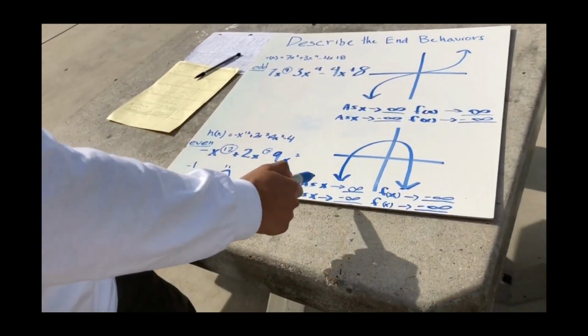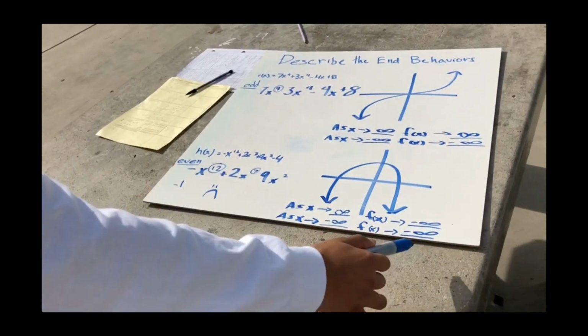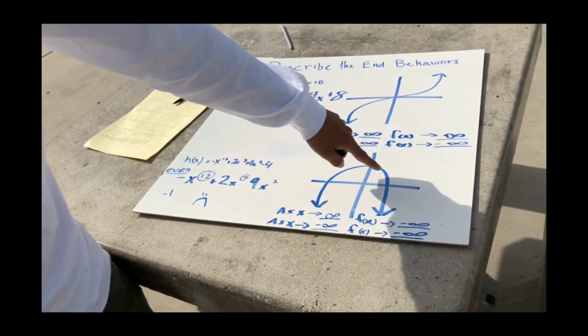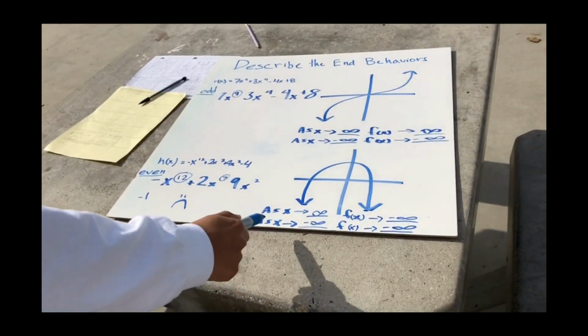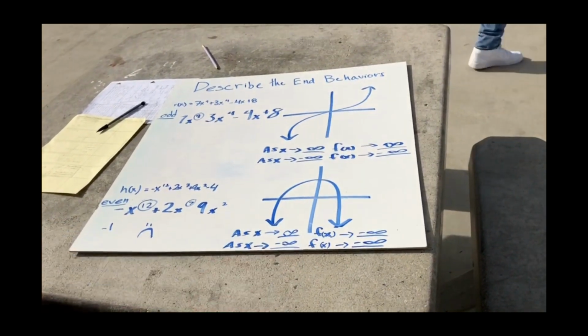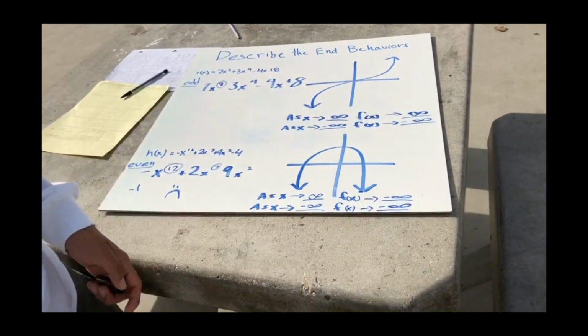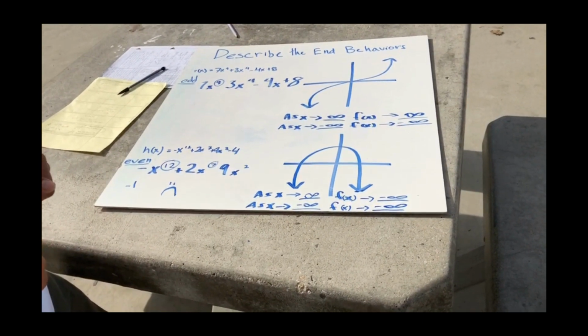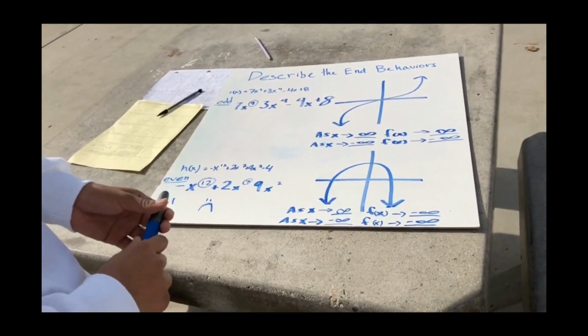So as x goes to positive infinity, f of x goes to negative infinity, because as it's going to the right, it goes down, and as x goes to negative infinity, f of x also goes to negative infinity, because as it goes to the left, it goes down. And yeah, that is question number 5. Describe the end behaviors of each function.